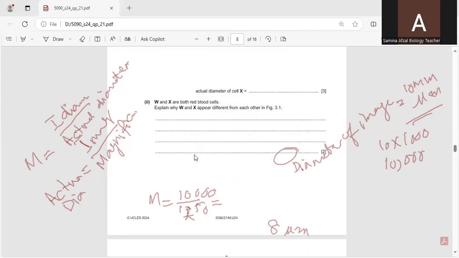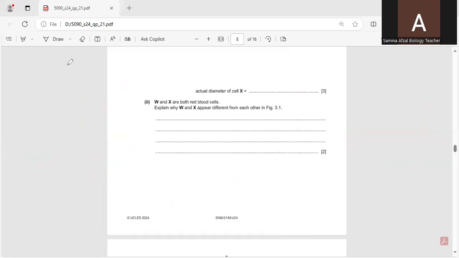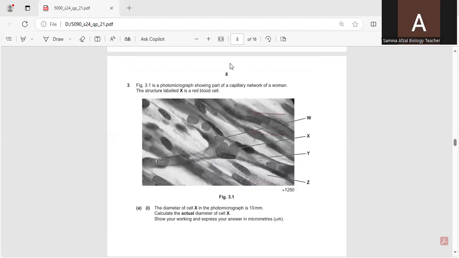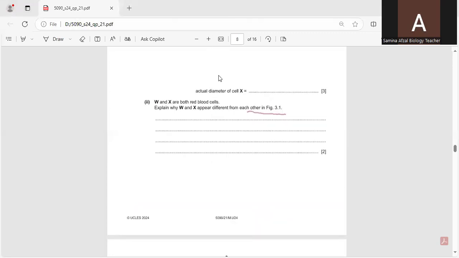Now the next question. Next question is: W and X are both red blood cells. Explain why W and X appear different from each other in figure 3.1. Now we will move towards figure 3.1. So figure 3.1, the W and X. They have the same shape, but as you can see, their view is different. By different views, they are looking different.